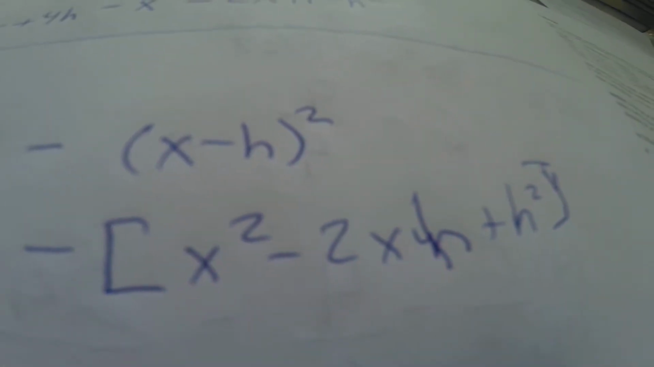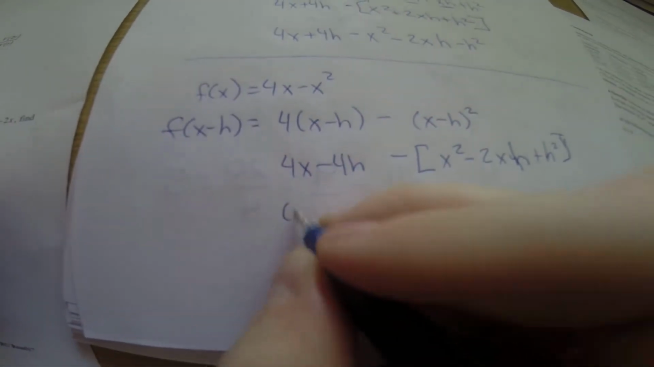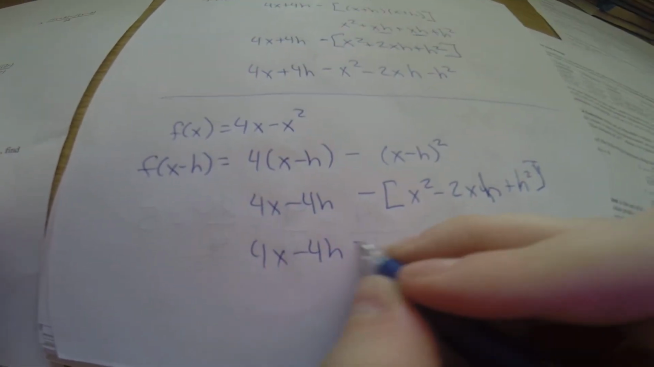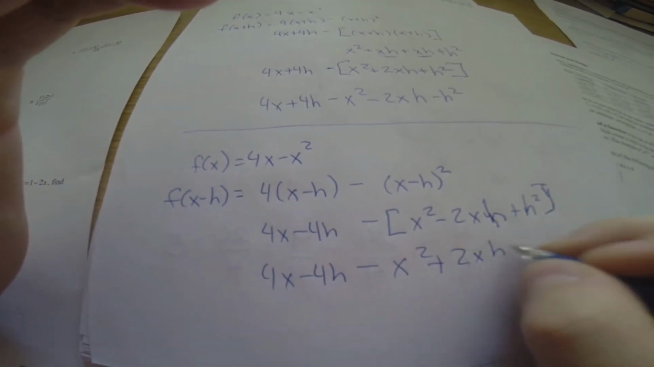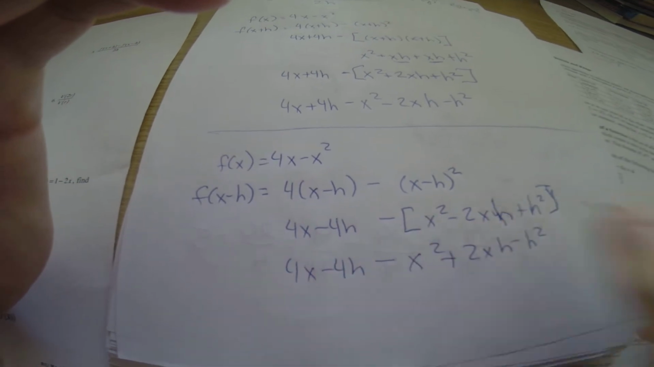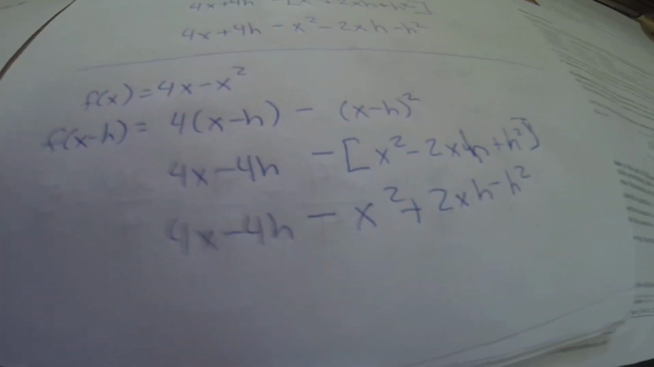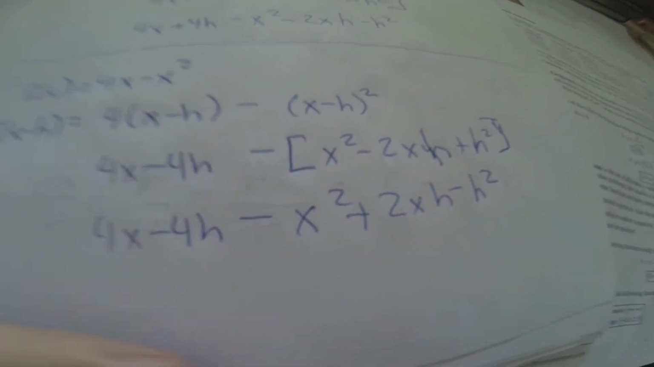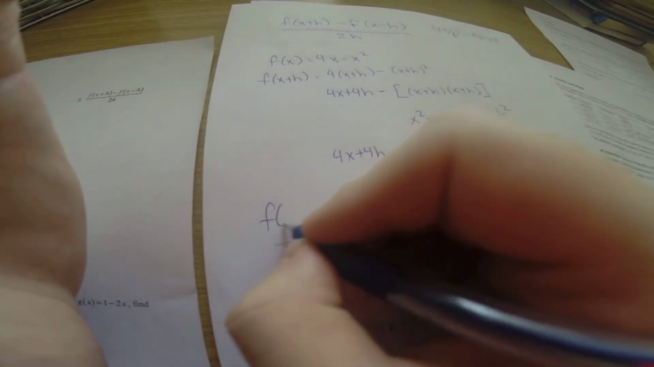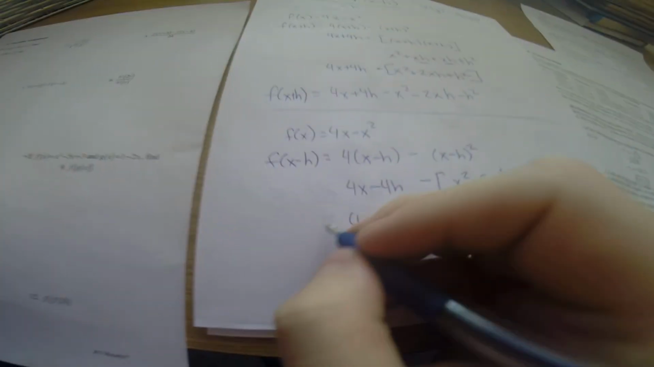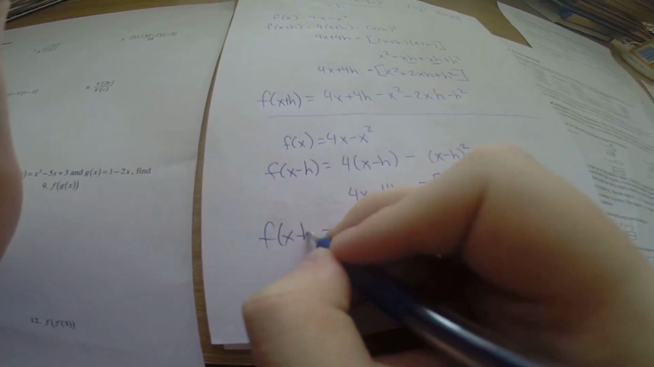Okay, and you can see it's just faster. It just flows a little easier. Okay, this breaks down to 4x minus 4h minus x squared plus 2xh minus h squared. Just distributing the negatives. Okay, now that I have that, what am I going to do next? Well, this is f of x plus h. This is f of x minus h.